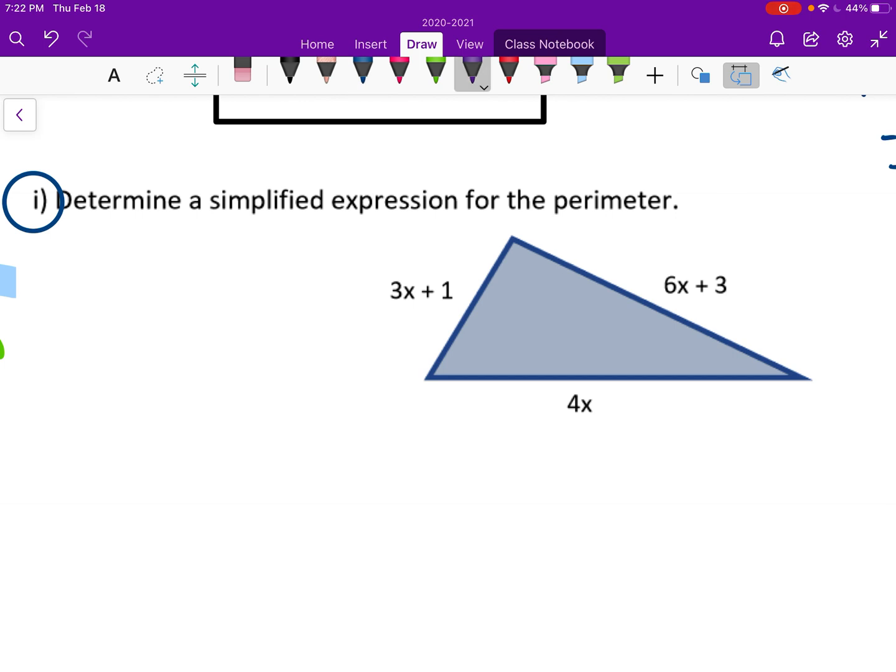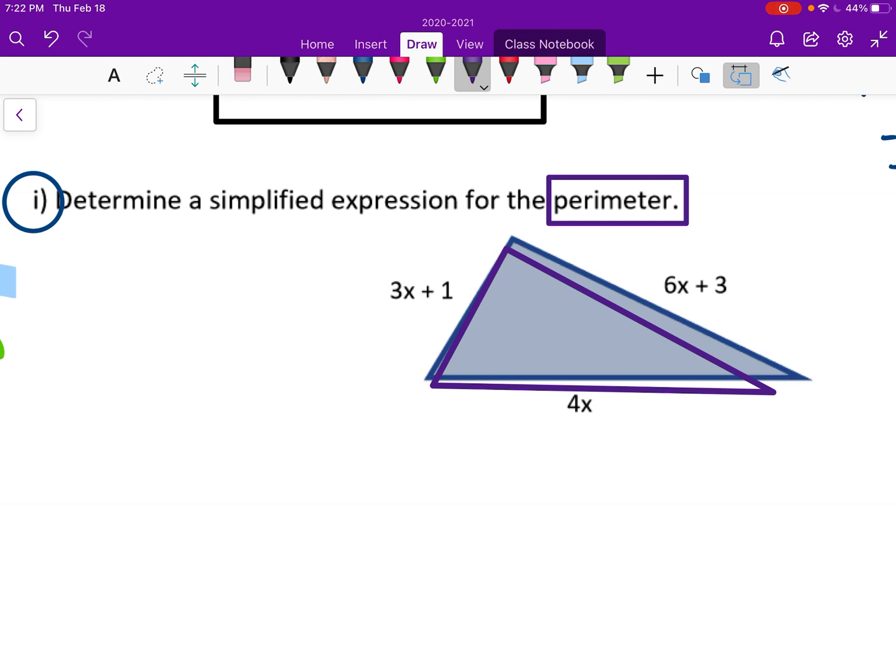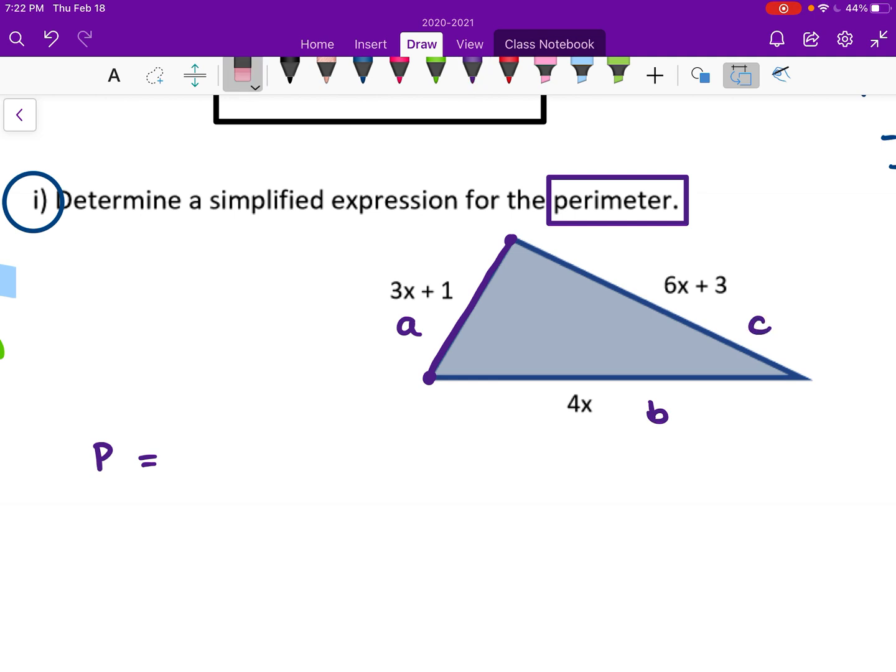It says simplified expression for perimeter. First things first, I need to figure out what perimeter is, right? So for those of you who don't remember, perimeter is when you take the length of all of these sides, and add them together. And that'll give you the perimeter. So let's do that. Let's do A, B, C. So the length of side A plus the length of side B plus the length of side C. Okay?